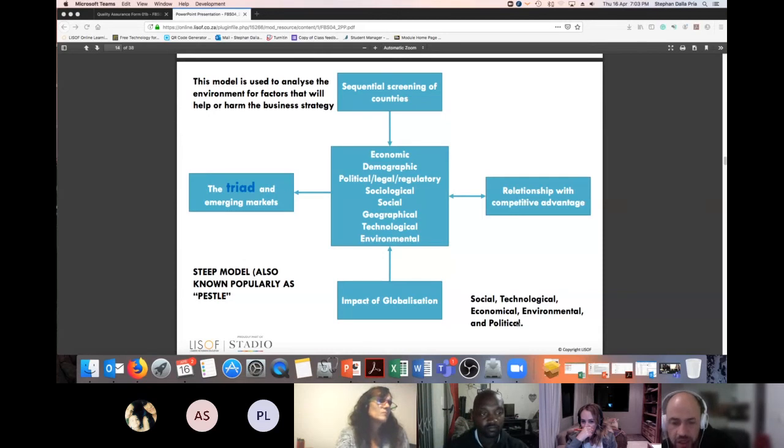So write this down. Strengths and weaknesses are internal. They are the capabilities that the company has developed. Opportunities and threats are external, and they relate to what the company has to react to. And this slide is what the company has to react to. Chapter 1 is what we've discussed so far, the impact of globalization. Look at the bottom of that model, the impact of globalization. The middle part represents all those factors that influence business strategy. The top part, sequential screening of countries.